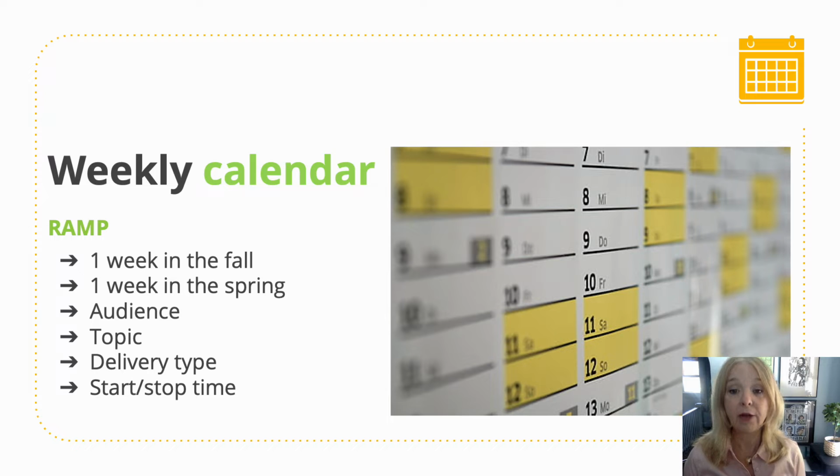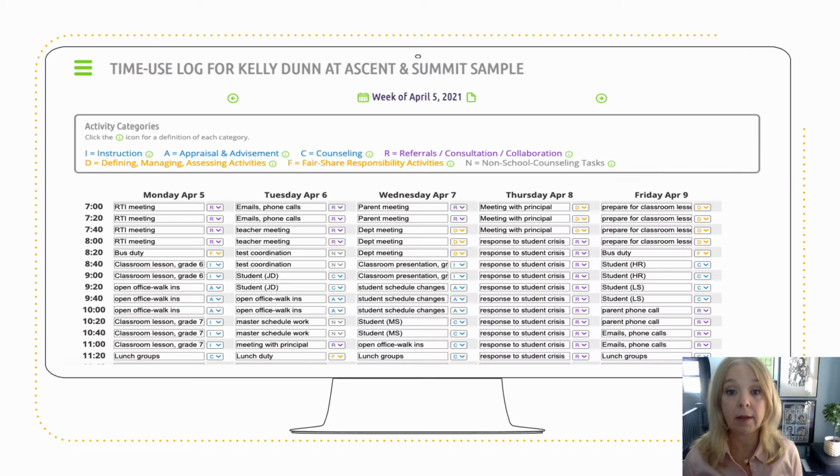For the weekly calendar, you can use whatever calendar system or tool you wish. If you plan to apply for RAMP, you just want to make sure you include on your calendar the audience, topic, delivery type, and start or stop time, or the length, in each of your entries. For RAMP, ASCA just requires a 1-week calendar sample from the fall and a 1-week calendar sample from the spring.